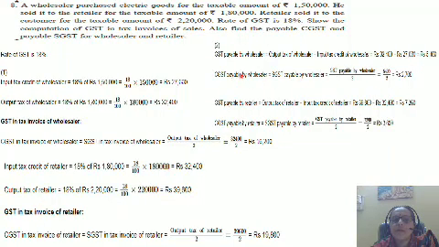CGST paid by wholesaler is same as SGST paid by wholesaler. So it is GST by 2. 5,400 by 2, that is 2,700. GST payable by retailer is output tax minus input credit of retailer. So it is 7,200. CGST is same as SGST payable by retailer. It is 3,600.